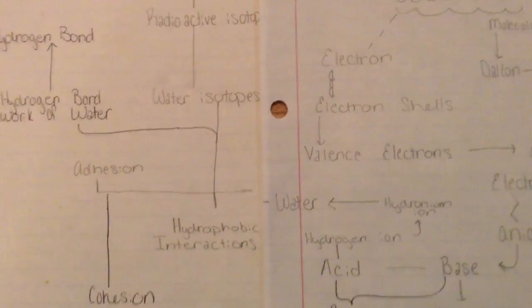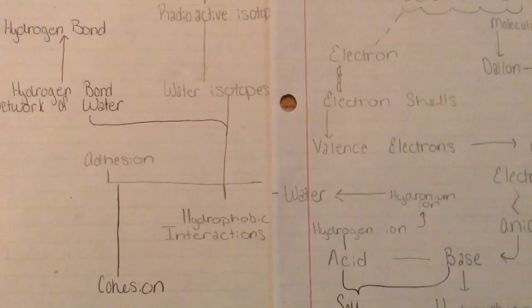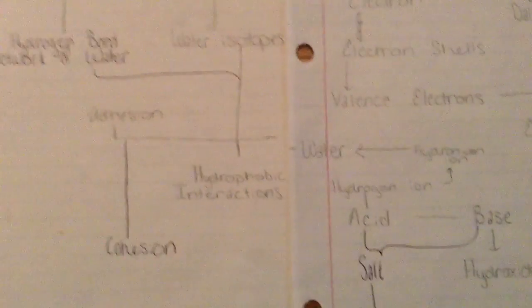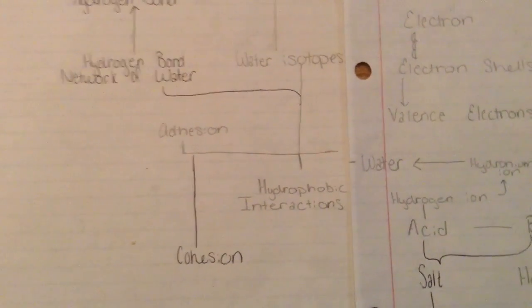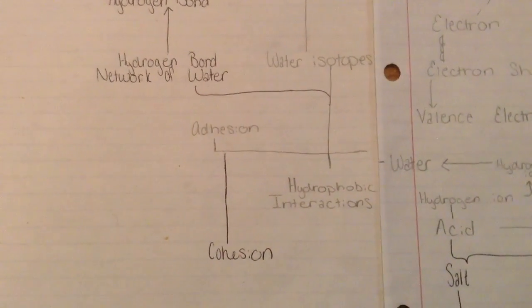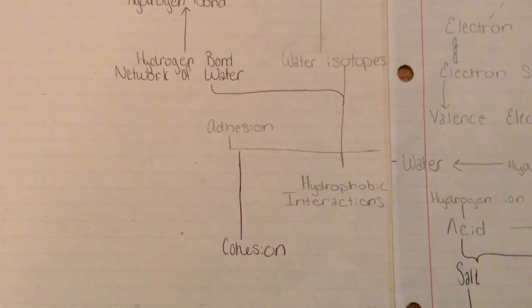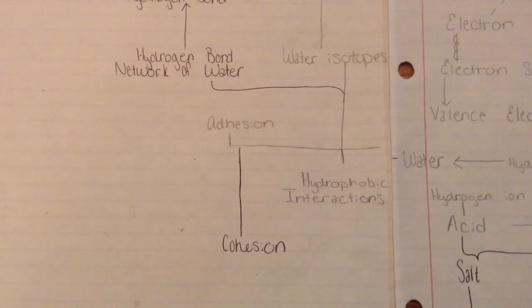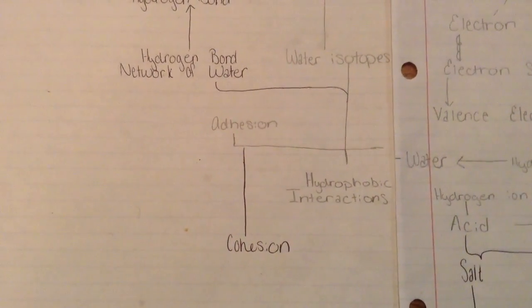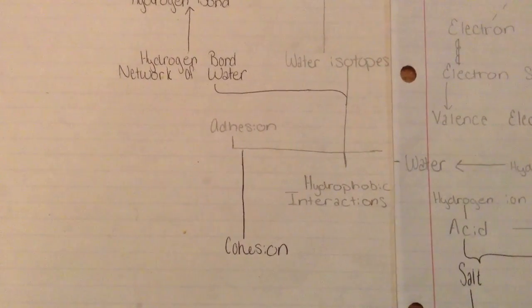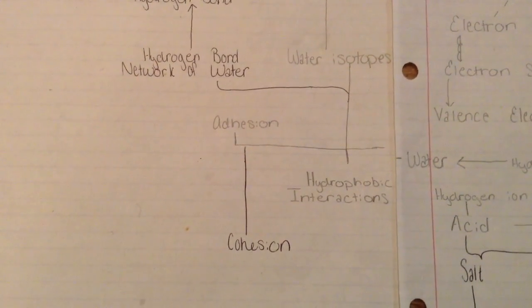It's called amphoteric, depending on what other molecules are surrounding it. And connected to water is a couple of different things. We have adhesion and cohesion. Both of these mean to stick together, but cohesion is like to like sticking together, and adhesion is unlike to like sticking together.